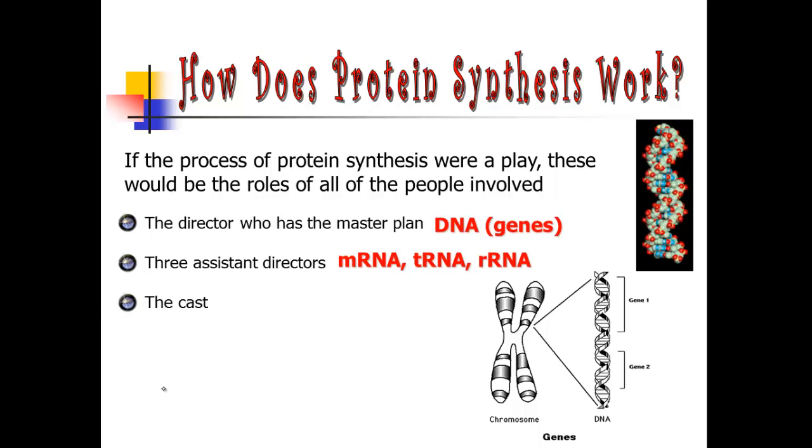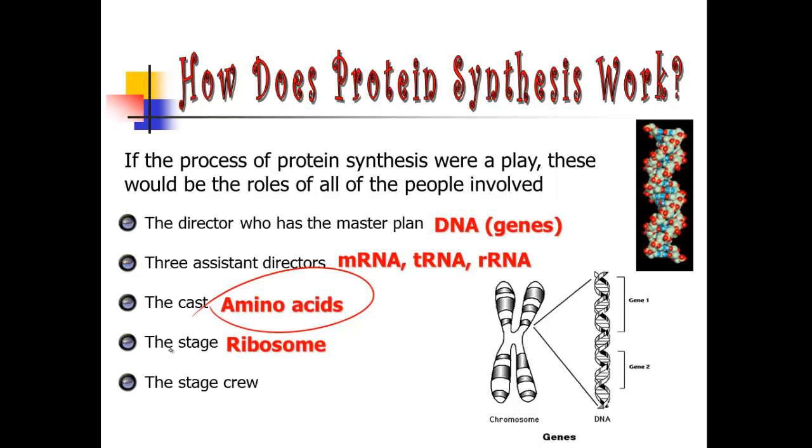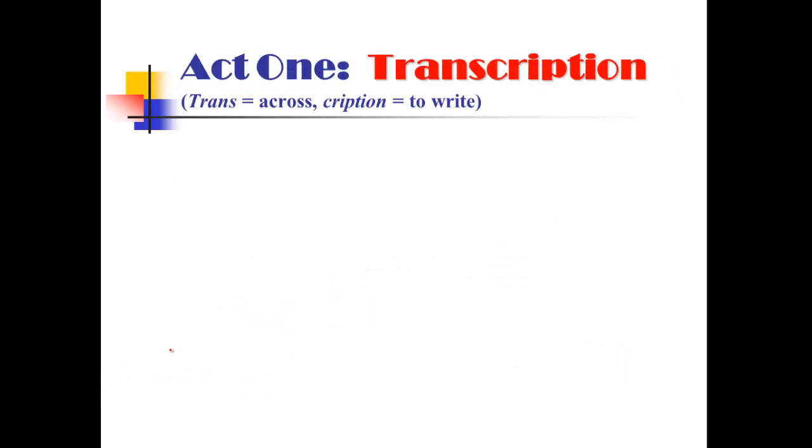Back to the play, the cast, of course, would be the amino acids forming a protein. The stage, where does it all happen? At the ribosome. So the ribosome is the stage, and the crew, of course, nothing happens in our body without the help of enzymes. So let's talk right now about the first act in the play, and that would be transcription.